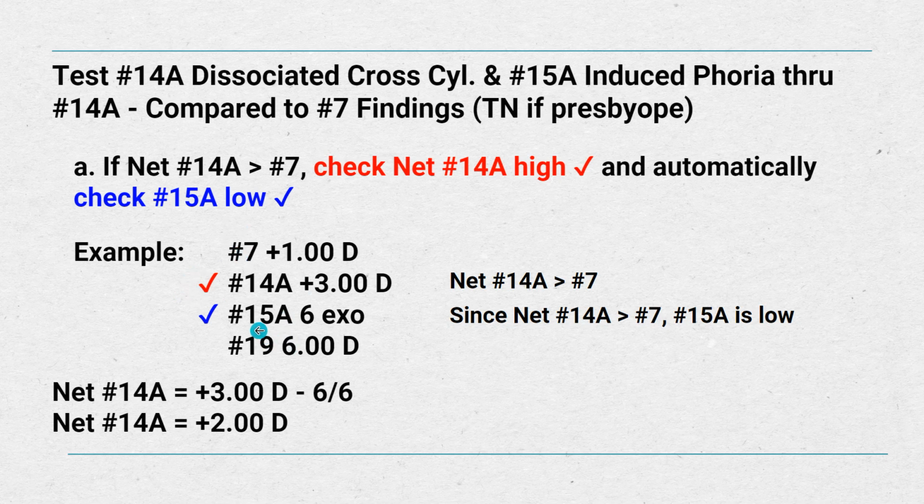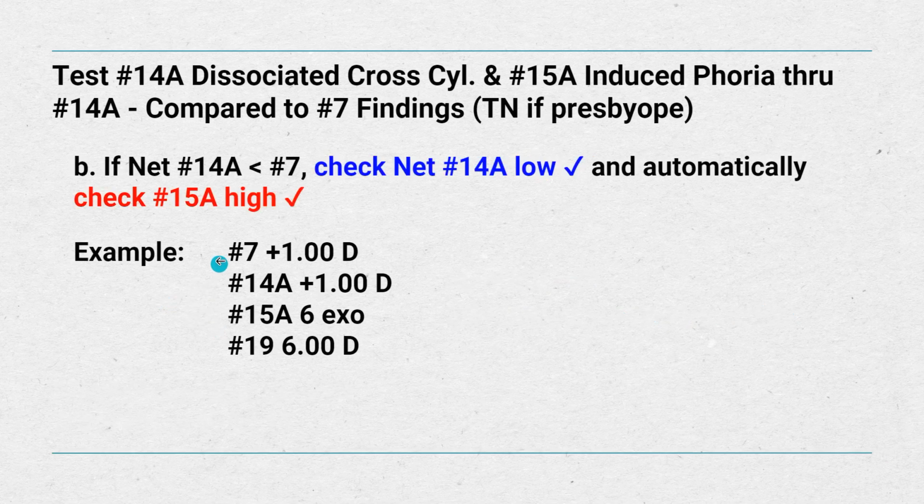Our number 15A is dependent on the condition of number 14A. So since number 14A is high, automatically our number 15A is low. For the second rule, if net number 14A is lesser than number 7, check net number 14A low and automatically check number 15A high.